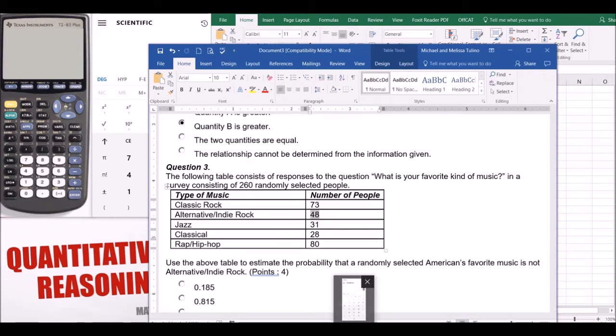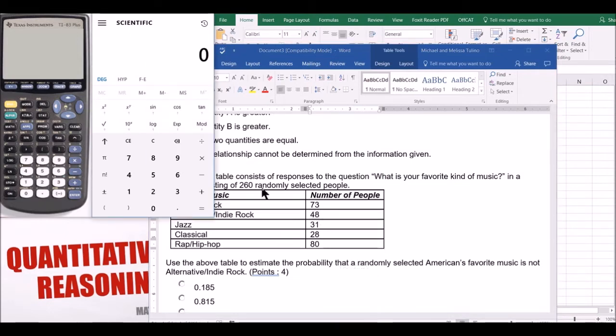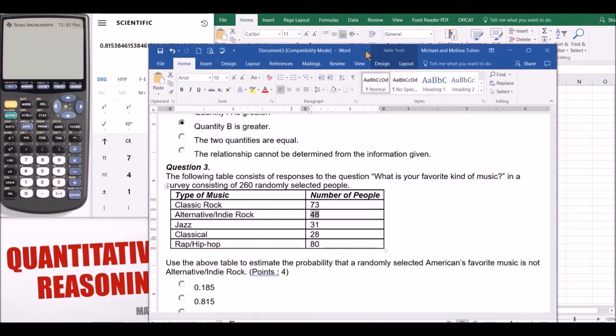And let's see, I want to show you that both will end up being the same amount. So let's try it. So let's add those numbers up first. 73 plus 31 plus 28 plus 80 is 212 divided by the total of 260. All right, so approximately 0.815. Or we could have done 1 minus 48 divided by the 260. Order of operations will say to do the division first. Same thing. So either way we would have gotten the same result.